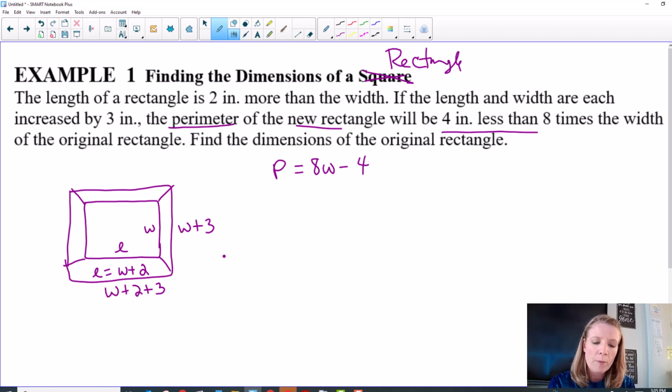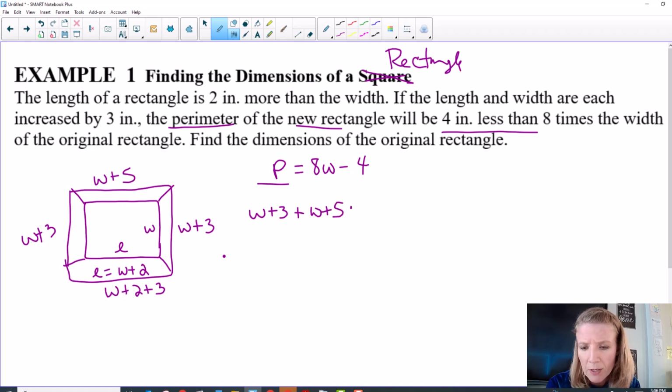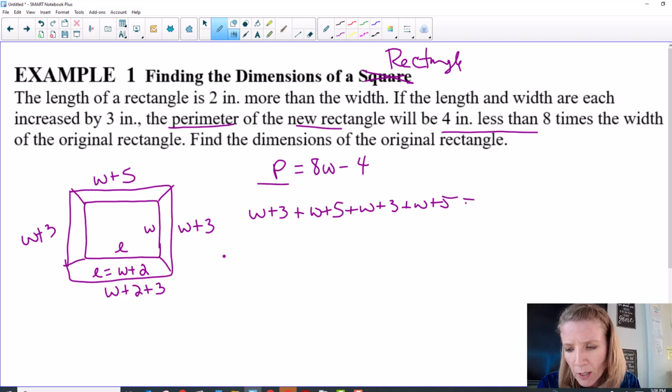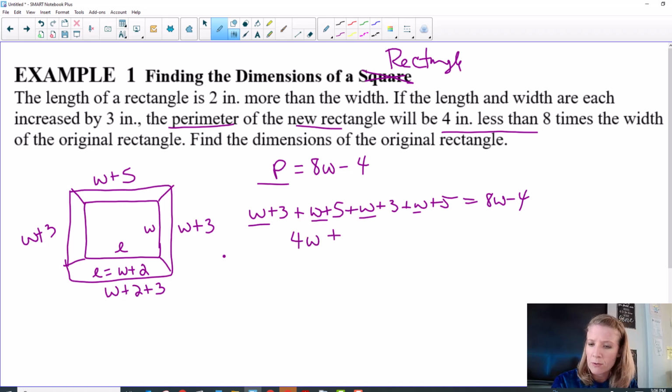Okay, so to find perimeter, you just add up all the sides. So w plus, let's just call that plus 5. So the perimeter is w plus 3 plus w plus 5 plus w plus 3 plus w plus 5 equals 8w minus 4. That's 4 w's plus 3, 5, 3, and 5 is 16 equals 8w minus 4.